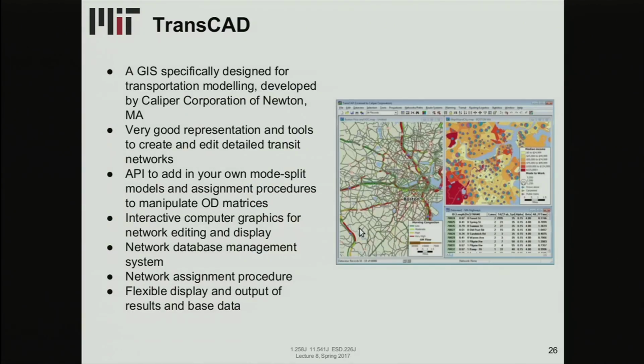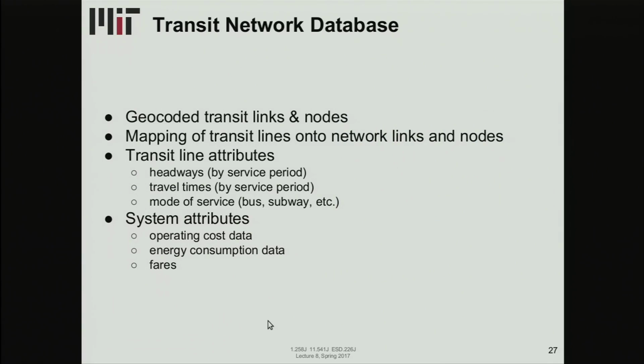Transcad, this is much more local. Caliper develops this in Newton. You can get to Newton on the green line. It has good tools to edit transit networks. It has an API that allows you to add your own models. So if you have your own modal split model, you can put it in. It has good interactive computer graphics, a sort of built-in database. It has a network assignment procedure, lots of display options and output formats, and is very general purpose.